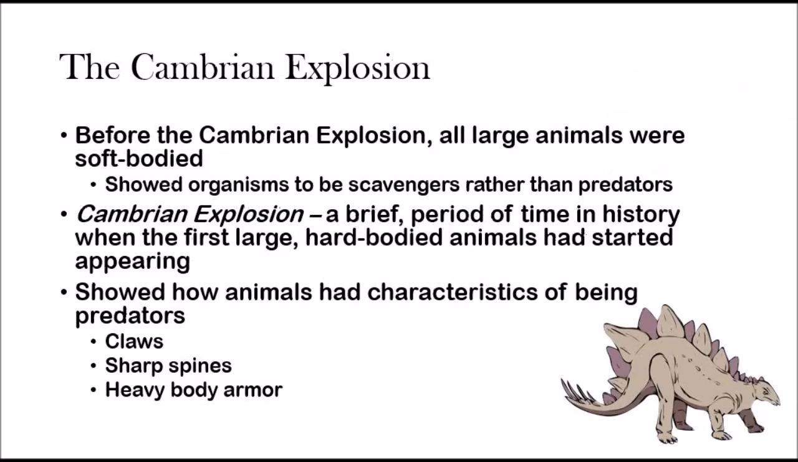So before the Cambrian explosion, all of the large animals were soft-bodied, very squishy. And most of these organisms were typically scavengers rather than predators. You didn't see any animals starting to attack each other for food. However, there was a big period in history called the Cambrian explosion, and this is where we start to see the first large, hard-bodied animals that started appearing. So after the Cambrian explosion, we started to see predators. We started to see the animals kind of like what we see today, like dinosaurs with claws, sharp spines, heavy body armor. These soft-bodied organisms kind of went away, and we have the organisms that we see today.